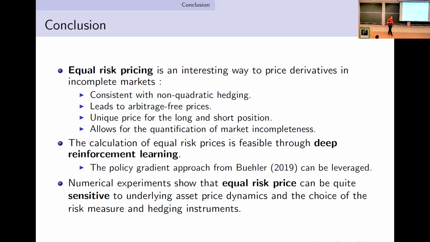And finally, through this epsilon metric we discussed, we're not only able to price derivatives, but we're able to measure the extent to which a market is incomplete. So as a byproduct of this method, we can measure how hard it is to hedge in a given market. Once we set up the theoretical setting, we show that the calculation of these equal risk prices is feasible through, I'd say, conventional reinforcement learning approaches. For instance, we use deterministic policy gradients, a bit like in the deep hedging paper of Buehler.